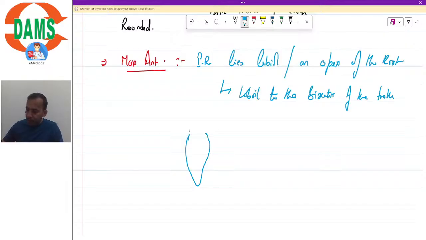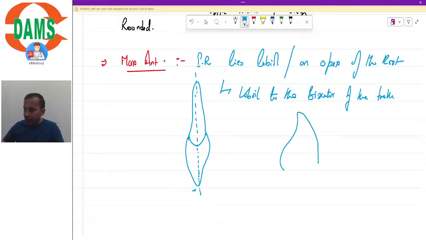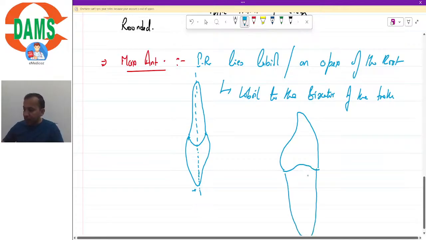So let's say from the proximal view, this is your tooth, and if you draw a bisector, then this incisal edge will be either slightly labial to this bisector or on this bisector. In case of mandibular anteriors, the incisal edge lies lingual to the bisector.